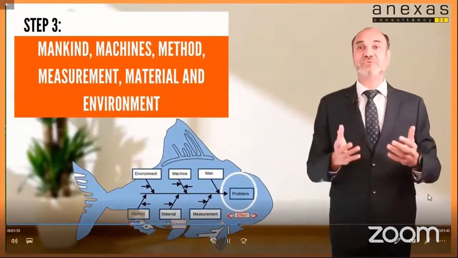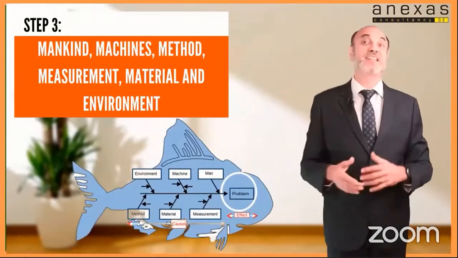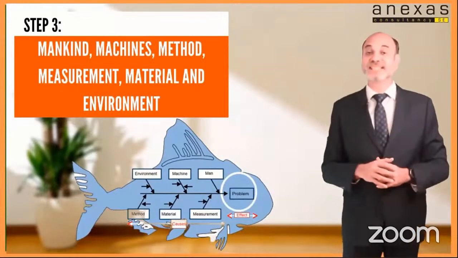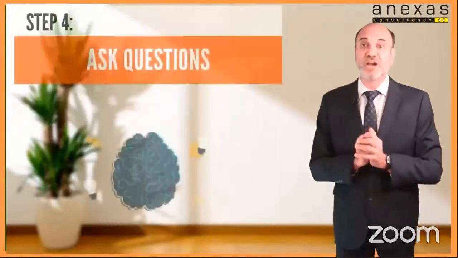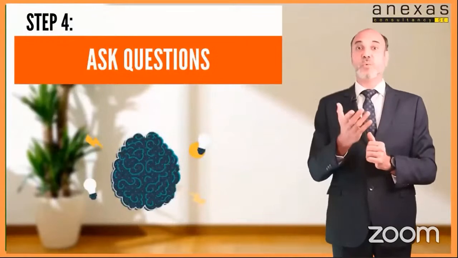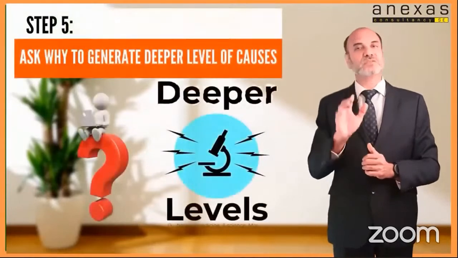Step number 3, now you can go on with categorizing the causes as branches of the mid-vein. You can use the categories like mankind, machines, method, measurement, material, and environment, or Mother Nature, just to make it 6 M's. Step number 4, using the brainstorming technique, ask questions like why is it happening and find the answer to each cause. Step number 5, the process does not stop here.